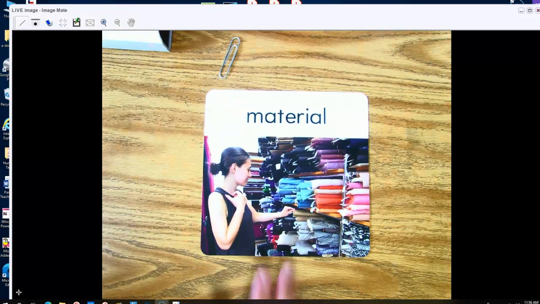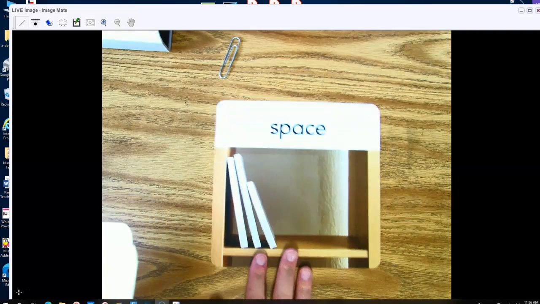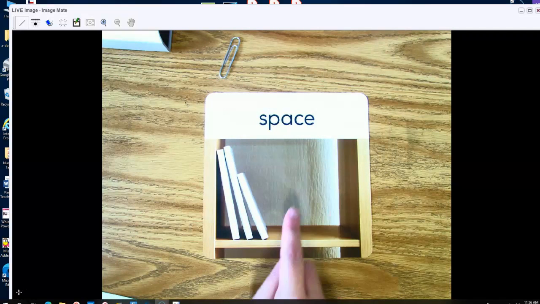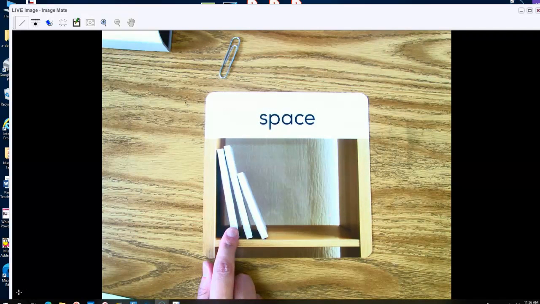Material. We use materials to make things. So your desk is made out of different materials. Your clothes are made out of materials. Your masks are made out of materials. Space. Space is something that occupies something. So there is space here, or these books are taking up space.